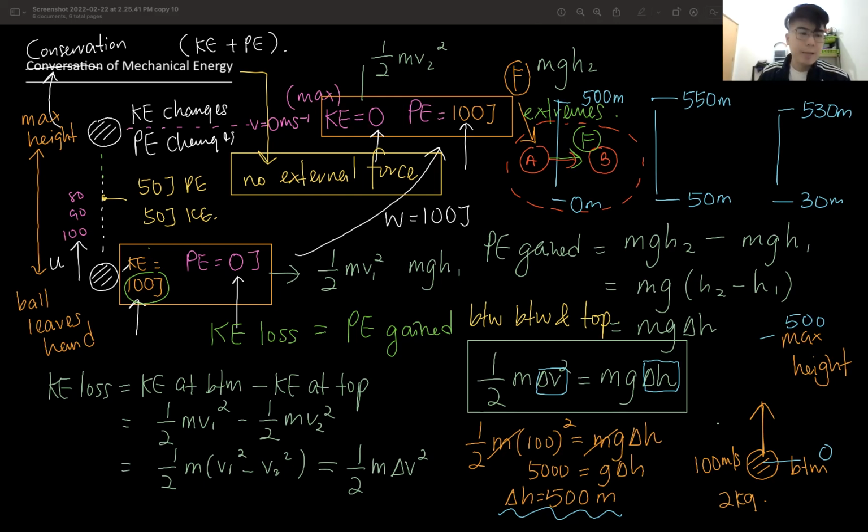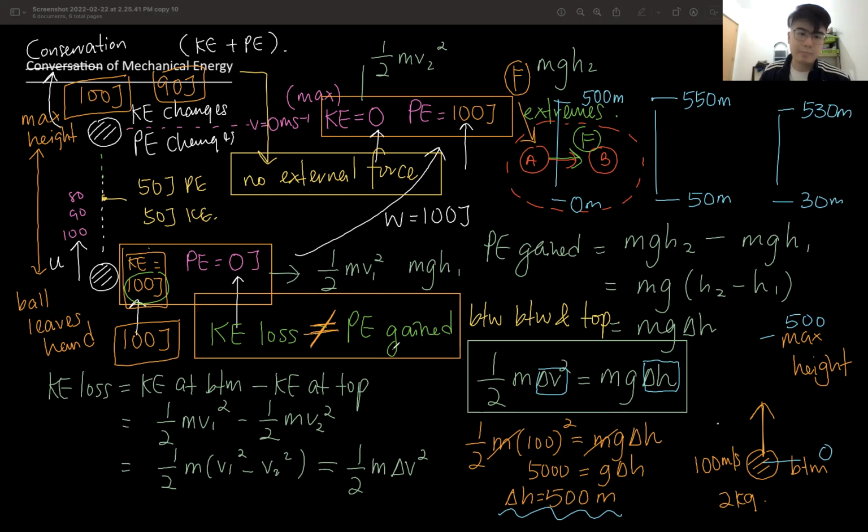What does it mean? It means at first you have 100. Remember we did our 100 here. And then when it goes up, it also has 100, right? This is the case where it is conserved. If there is external force, no longer conserved means going up here, maybe it has only 90. It does not equal. So I would write here, KE loss does not equal PE gain in the case where external force is applied.